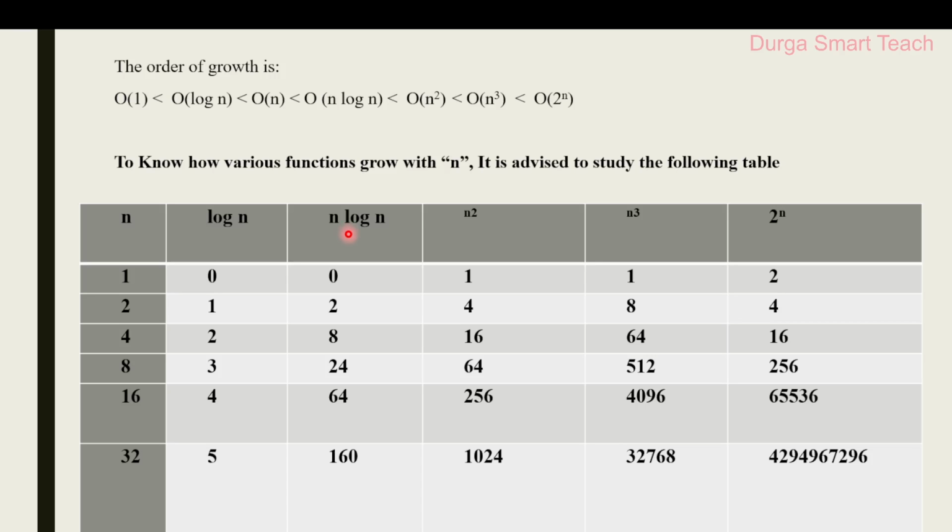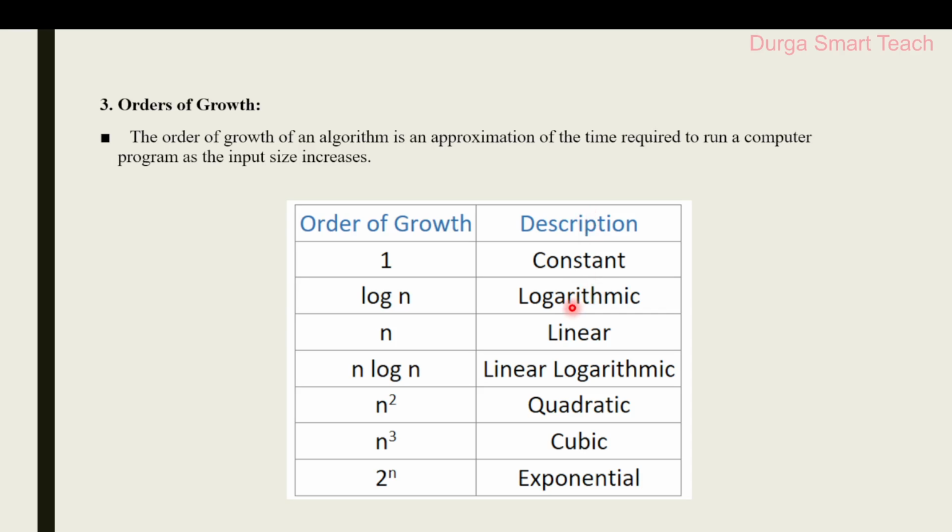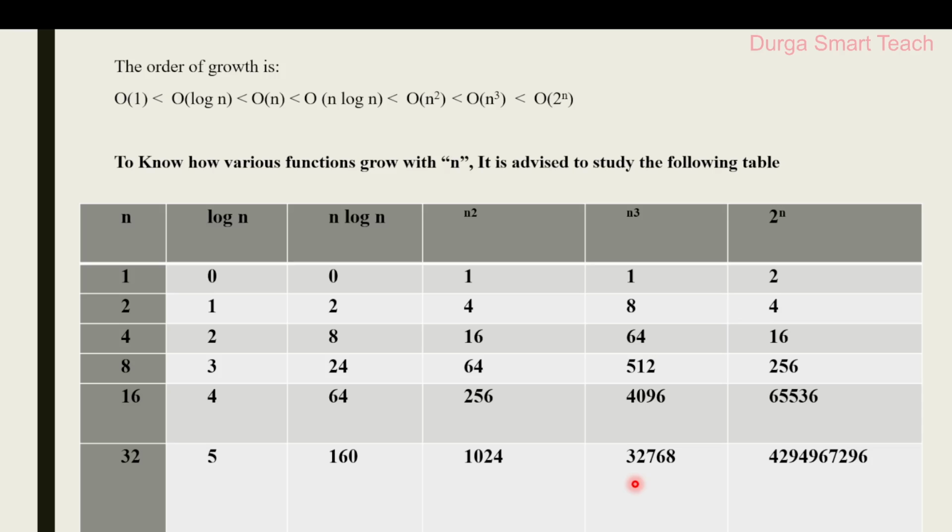Here n log n is nothing but linear logarithmic. Okay, so if we increase the number of inputs, the required time is increased in every problem, whether it is constant, logarithmic, linear, linear logarithmic, quadratic, cubic, or exponential. So if we increase the number of inputs, the time required also increases. Okay, it will take more time to execute those programs.